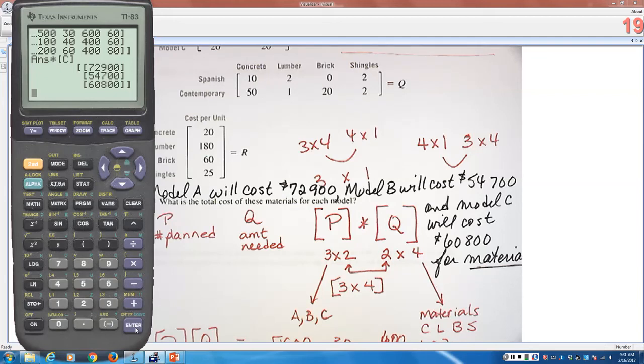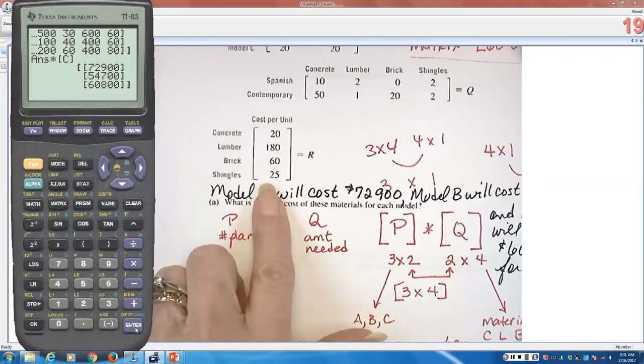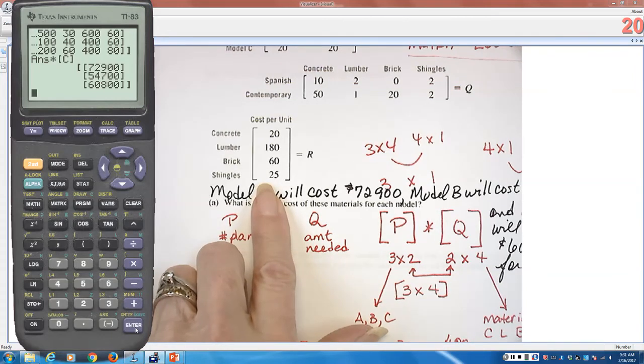Now, this is not part of that question, but what else might they have asked you about that you would have had to done a similar multiplication? What do you have besides materials and building a house, as far as costs? Labor, okay? So you might have to do a similar process for labor. But the only thing that would be different would be that the matrix for labor would be laid out like the matrix for your materials, and you do the same order of multiplication, which is why matrices make it very efficient.